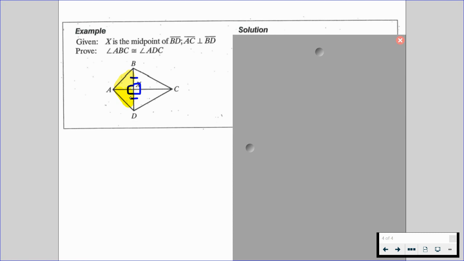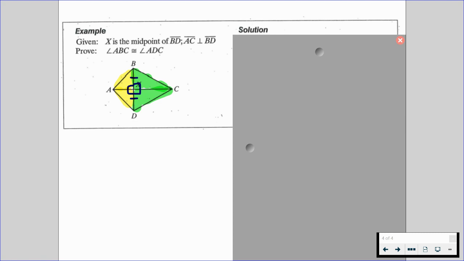So what we want to do here is we want to first be able to say that triangle ABX is congruent to triangle ADX, or we're going to try to say that triangle BXC is congruent to triangle DXC. If we're able to show either of those two pairs to be congruent, we can use the information that we're able to deduce from corresponding parts and state that triangle ABC is congruent to triangle ADC, thus being able to prove that angle ABC is congruent to angle ADC.